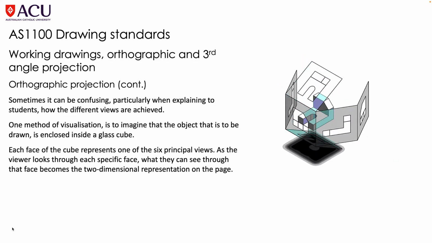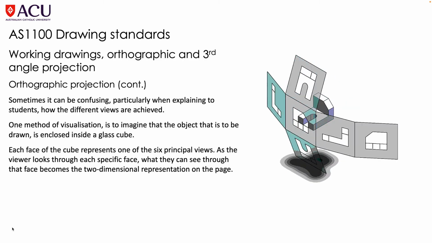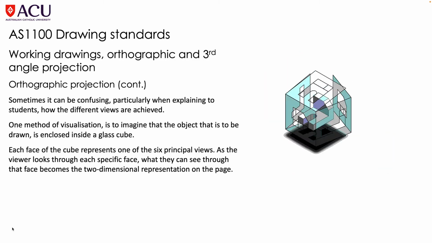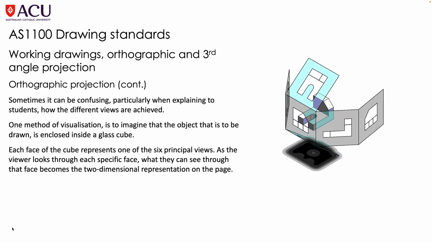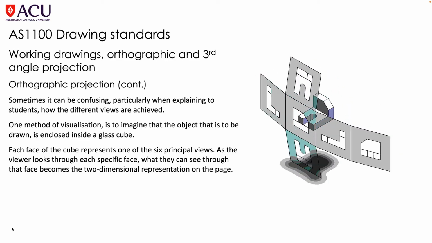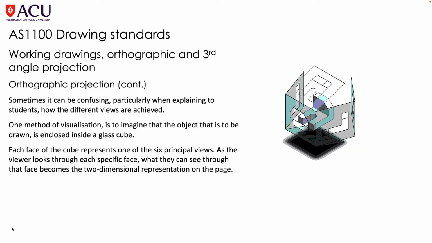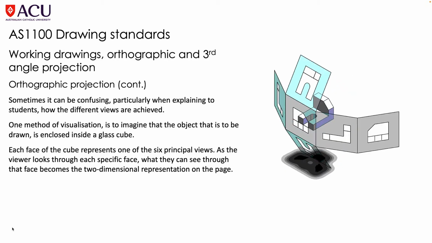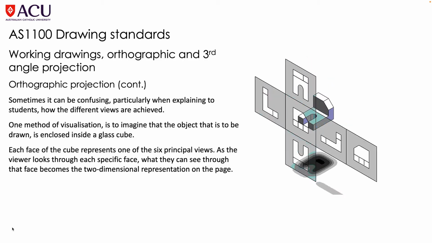Now sometimes it can be confusing, particularly when you're trying to explain to students how the different views are achieved. And so I've put this little animation in here to illustrate how it works, particularly for third angle projection. So one way of looking at it is to imagine that the object that you're drawing, it could be the sideboard, it could be a car, it could be whatever, is enclosed inside a glass cube.